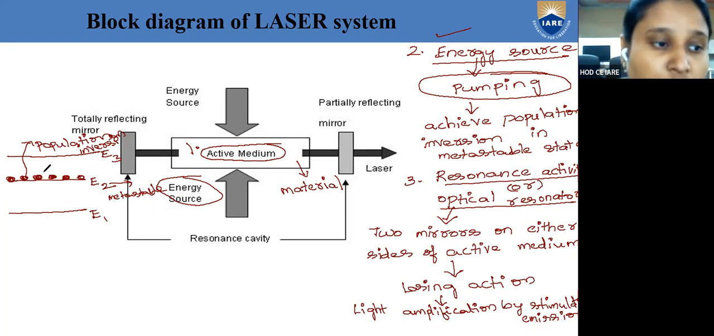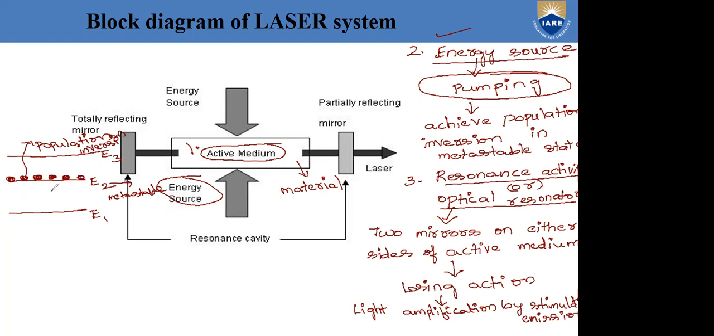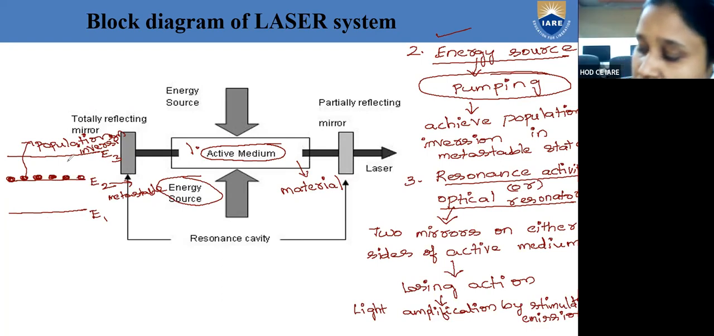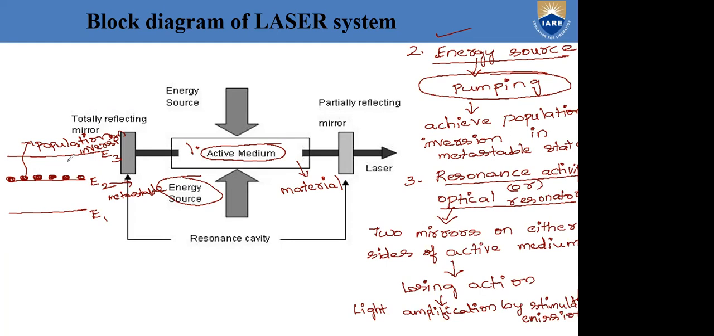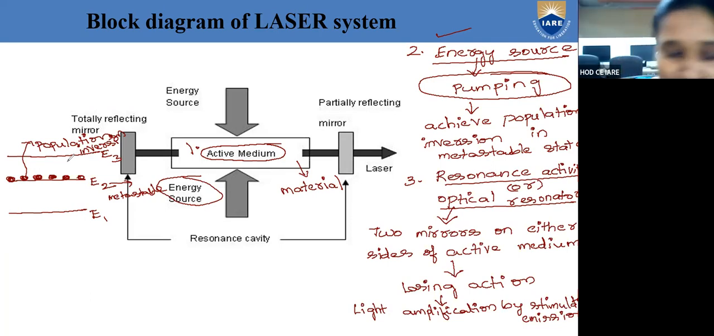Are you able to understand, students? Alright, we got population inversion, right? We have excited atoms now. How will we get laser light?